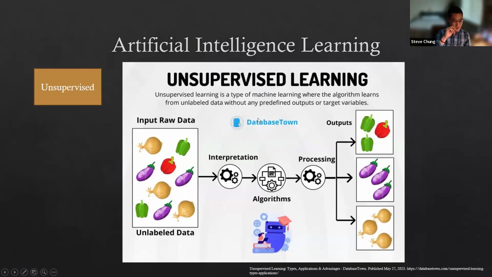Unsupervised learning is different from supervised learning, primarily because you have unlabeled data as the input data. You already have a predetermined algorithm that can separate all these different data into their respective categories, which is what this image is trying to show us here.